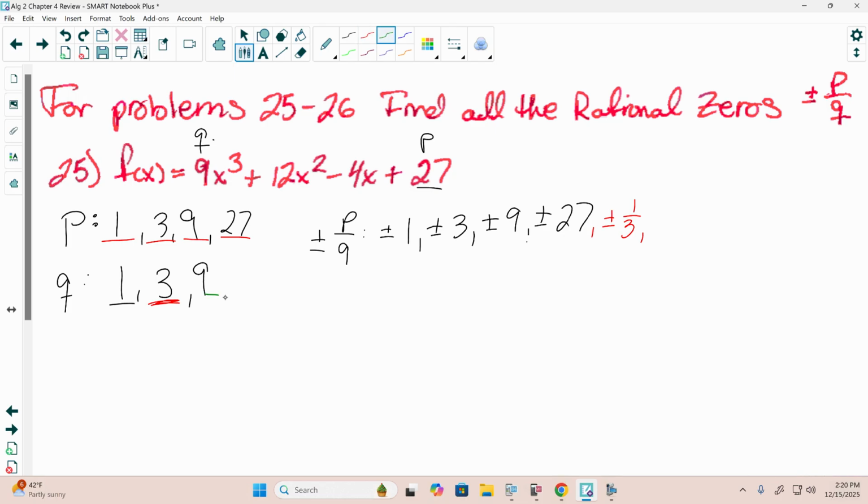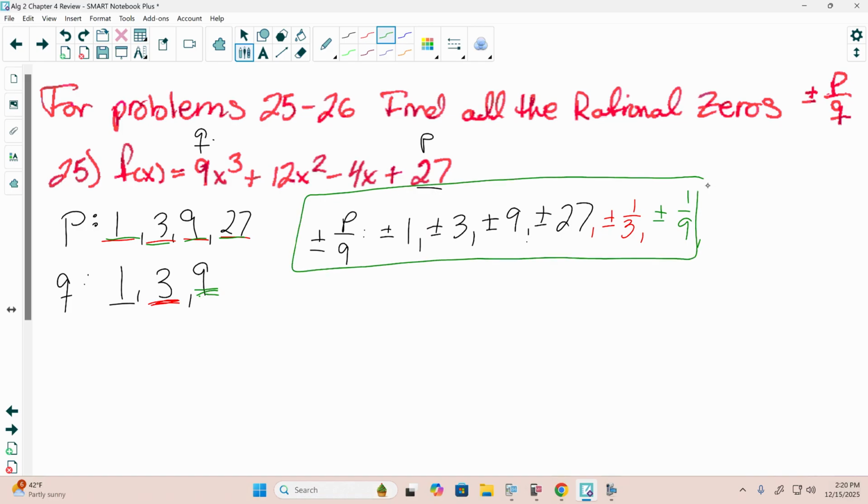And then we're going to do the same thing with 9. So we have plus or minus 1/9. Then we move on to 3. Well, 3/9 reduces to what? 1/3. It's already listed. We don't have to write it a second time. 9/9 reduces to 1. It's already listed. And 27/9 reduces to 3.